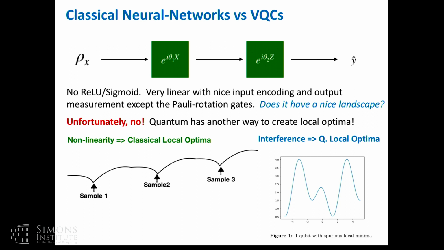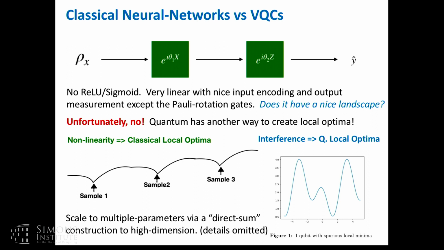So what you see here, you could just imagine I have two waves that are created by two samples, and we have some interference of them because I sum them up in my loss function. Then I can create some interference, then I can create a bad local minimum. And you can actually scale this up to multiple parameters and create exponentially many, by some direct sum argument, which I don't have time to talk about. So that's just one example to show that it is indeed very hard to train.